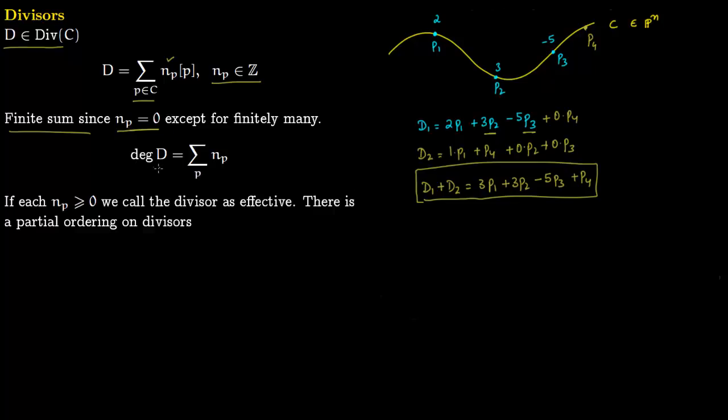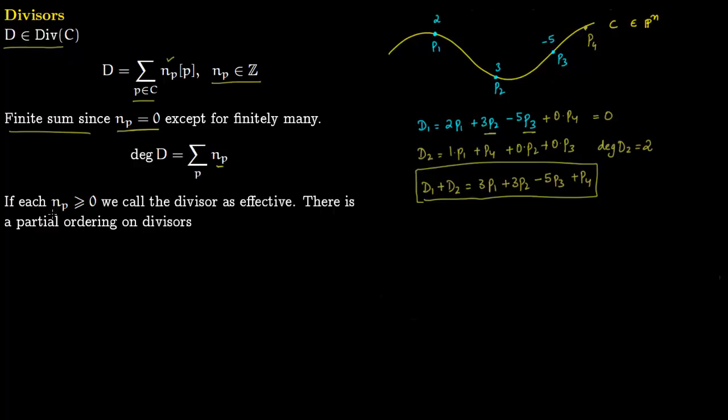Now you can talk about the degree of the divisor. That is, you just add up all these integers. So the degree of D1 is 0, since 2 plus 3 minus 5 is 0. The degree of D2, 1 plus 1, is 2. Everything else is 0.